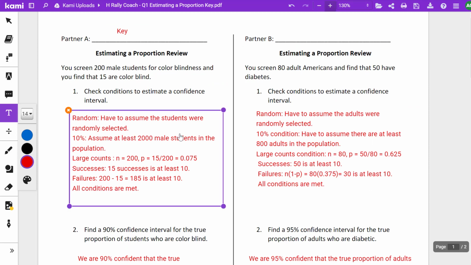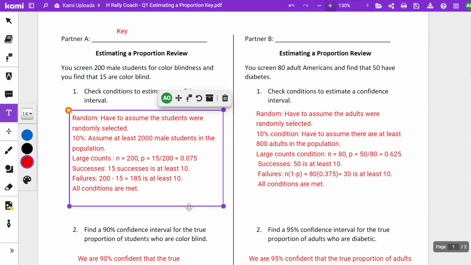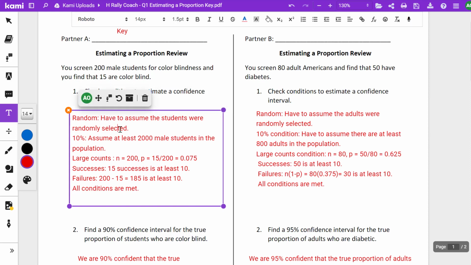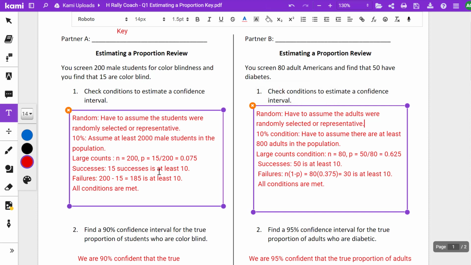So our random condition, well, we have to assume the students were randomly selected. I didn't say they were randomly selected, or you can assume they were representative. Either one of those would work. In fact, I'm going to add that in, randomly selected or representative. The goal is actually representative. Randomly selected is one way to get that goal. Okay, so I'm putting that in for both.